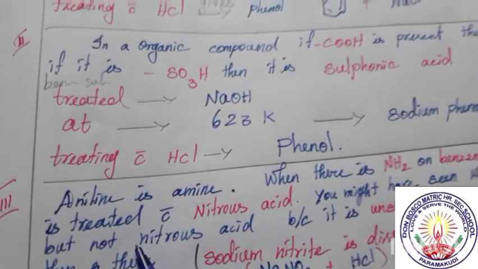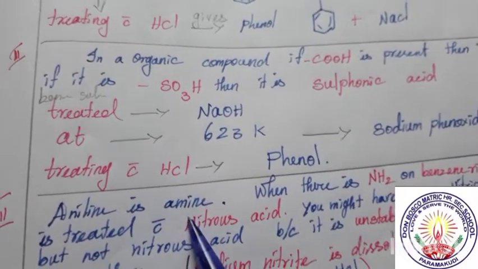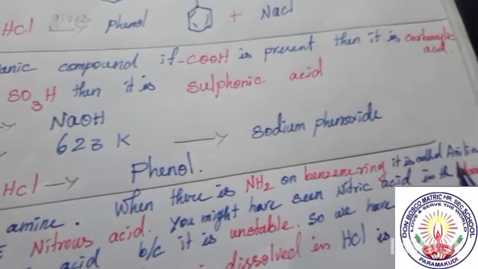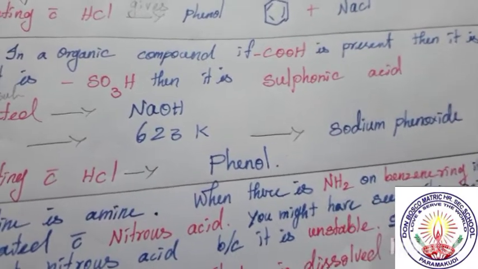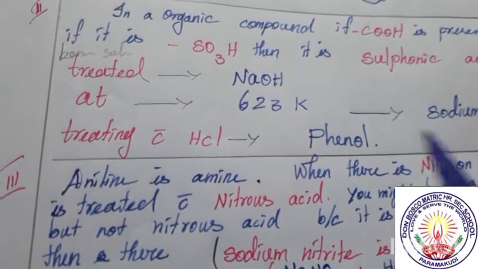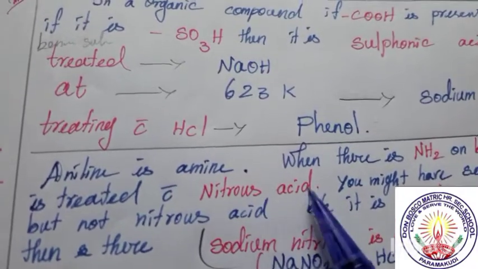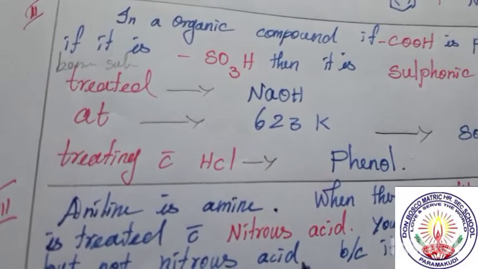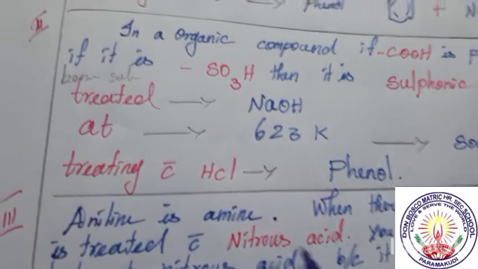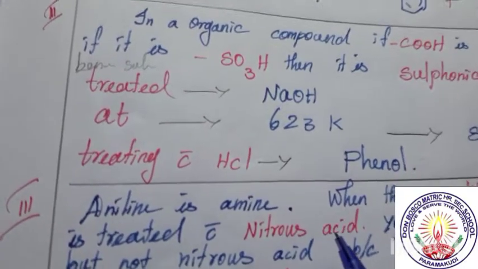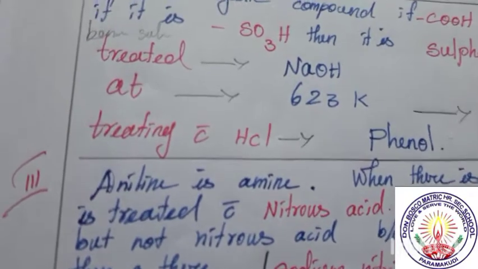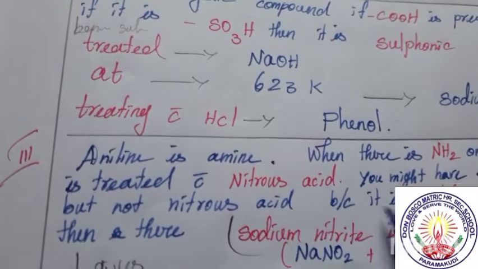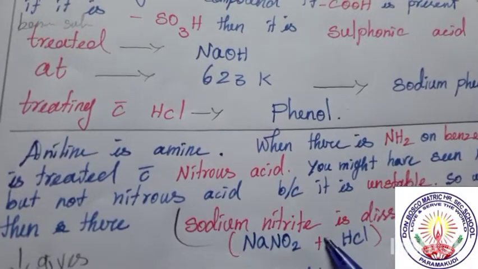The third one is from aniline. Aniline is amine, that is NH2. When there is NH2 on benzene ring, it is called aniline. Aniline na enna அப்படினா benzene ringல NH2 இருந்தா, that is aniline. This is treated with nitrous acid. We might have seen nitric acid in the laboratory, but not nitrous acid, because nitrous acid is an unstable compound. It is prepared then and there. So நம்ம அப்பொழுது அந்த தேவைக்கேற்ப நம்ம nitrous acid prepare பண்றோம். Nitrous acid is the mixture of sodium nitrite dissolved in HCl.